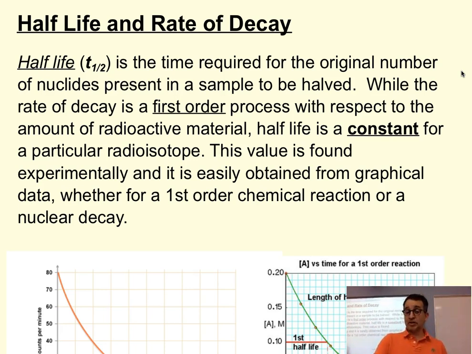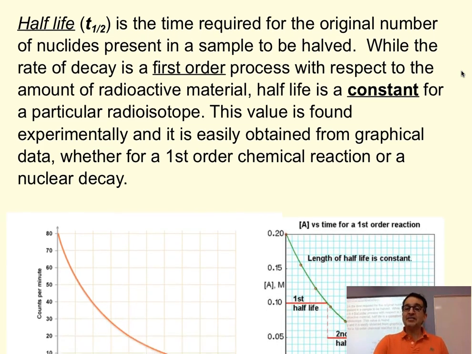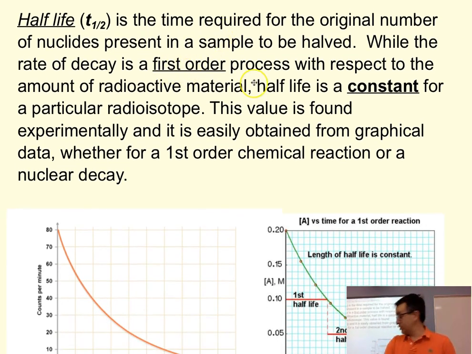Half-life, or the process of nuclear decay, is a first order process. Okay, so let's make sure that we highlight that. Which means that it depends on the amount that you originally had. So it is going to be dependent on that, quote, concentration. In this case, it's not concentration, but the actual number of nuclides that you initially had in there.